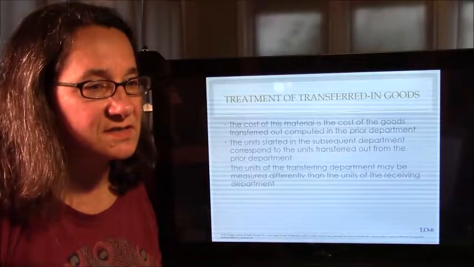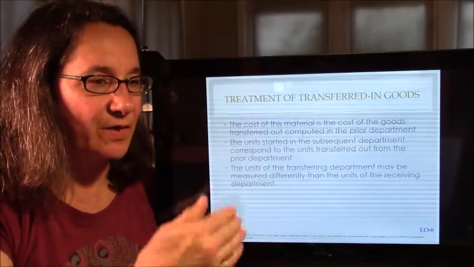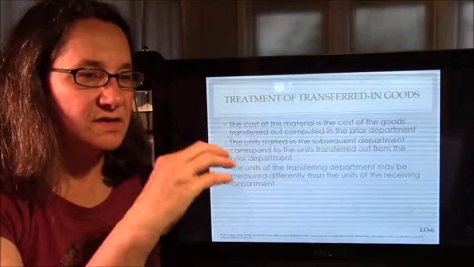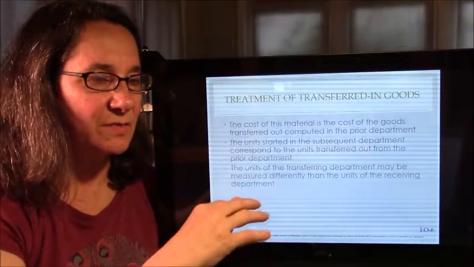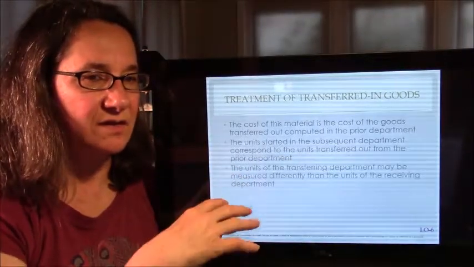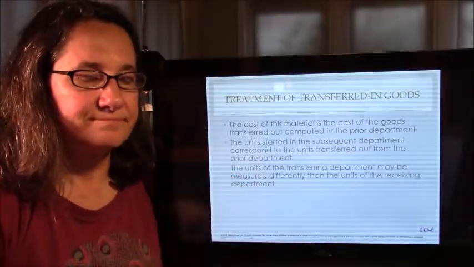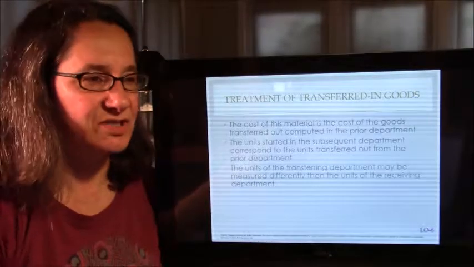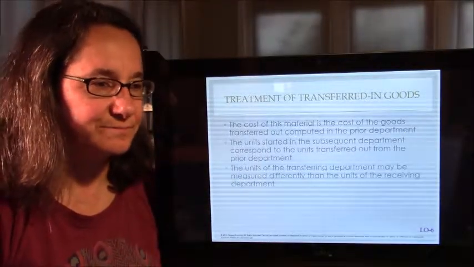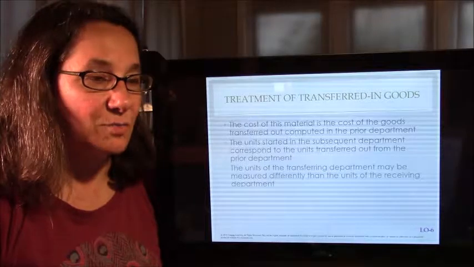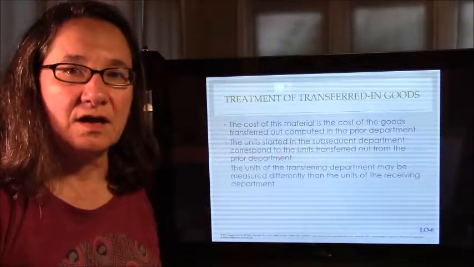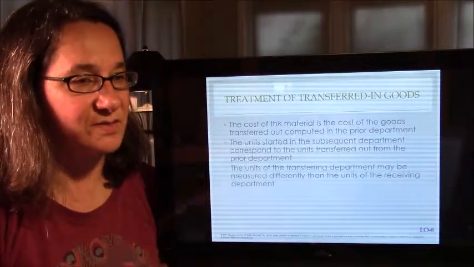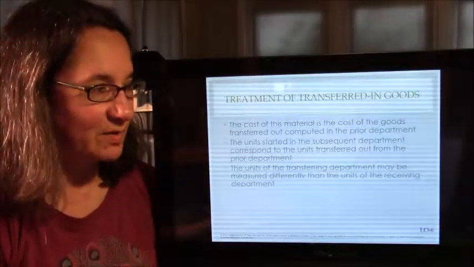Transferred in goods is the material that comes from the prior department. So you just bring that in using the previous department's output, right? So you say it goes from assembly to packaging, right? That's transferred in. You might measure them differently than the original unit, or you might measure them the same. It just depends on what's happening in the process.